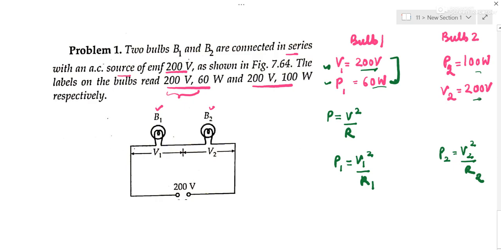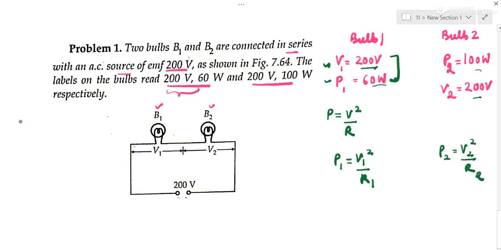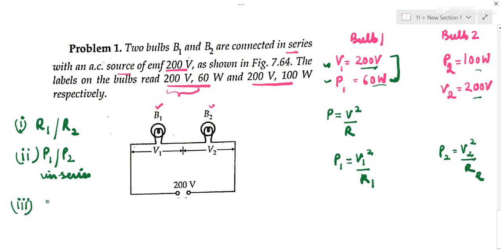R1 and R2 will come as, or see what we are going to find out actually. We have to find out the ratio of resistances. First part is this, and second part is, we have to find out the ratio of power when connected in series. And then we have to calculate the voltage drops across both.